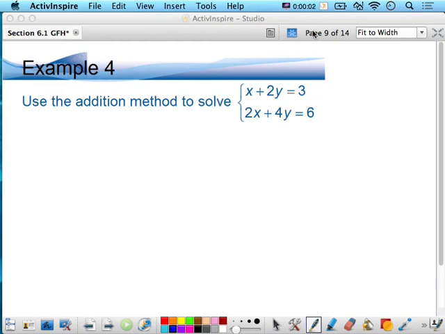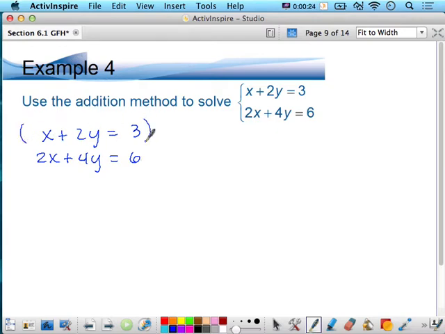So for this example, we want to use the addition method to solve x plus 2y equals 3 and 2x plus 4y equals 6. Which variable do you want to try to eliminate? X. So if we try to eliminate the x's, right now I have a positive 1x and a positive 2x. They could each be turned into 2 or negative 2, right? So do you want to multiply the top one by negative 2? Yes. Let's multiply the top by negative 2, and the bottom one could just be an understood 1.